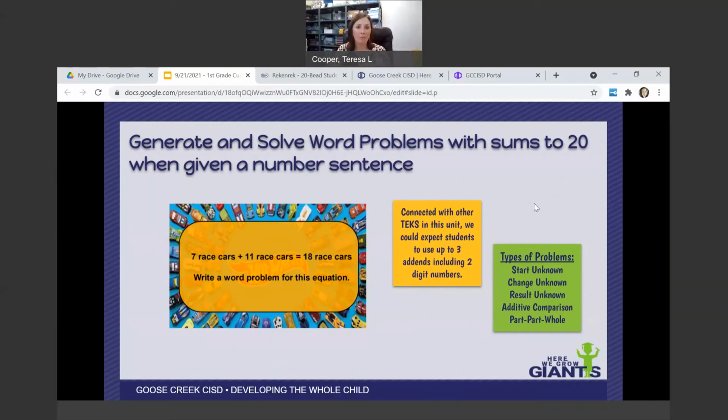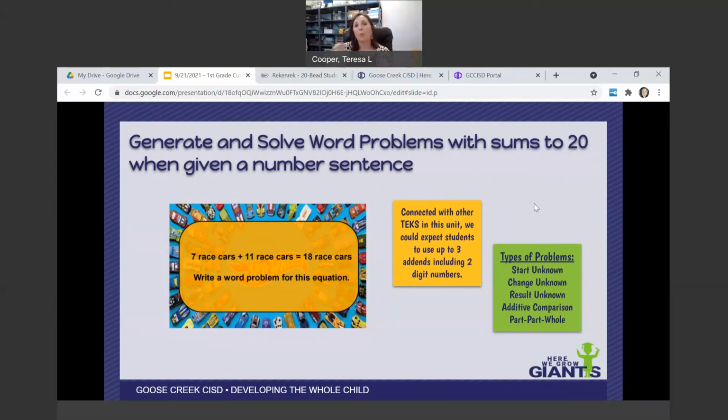Like in the example I've given you here, 7 race cars plus 11 race cars equals 18 race cars. In this type of problem, I'm not even asking them to solve it. I'm just asking them to come up with a story that you would use this equation for. So I might say, Terry has 7 race cars, Christy has 11 race cars. How many race cars do they have all together? They have 18 race cars. So we're going to start by building the scenario for them, building the story that their word problem is going to be about race cars.